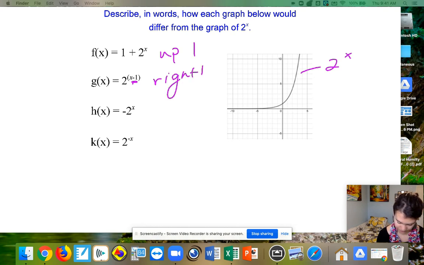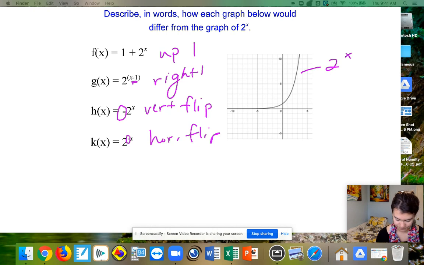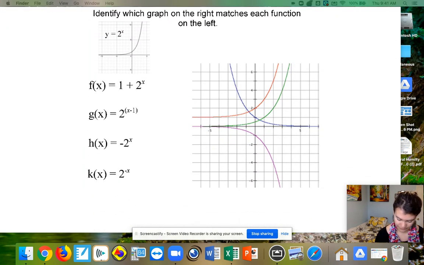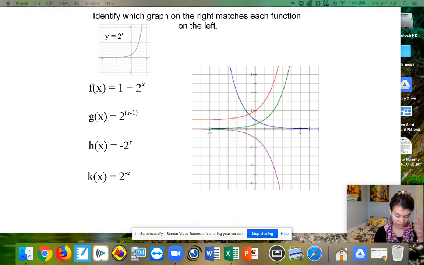right 1. Here we have a negative, so that's some sort of flip. It's outside, not next to the x. This is going to be a vertical flip, or over the x-axis. And then here's our little negative in with the x, so this would be a horizontal flip. So same transformations, now we want to figure out what the graph looks like.